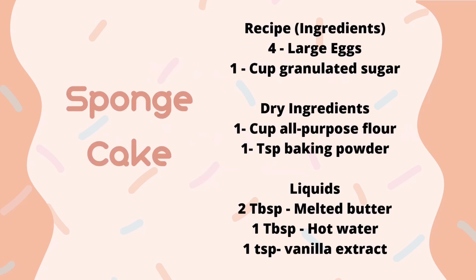So these are the recipe or the ingredients that we are going to use when we are going to make sponge cake. So first is 4 large eggs, 1 cup granulated sugar. In dry ingredients, 1 cup all-purpose flour and 1 teaspoon of baking powder, and liquids, 2 tablespoons of melted butter, 2 tablespoons of hot water, and 1 teaspoon of vanilla extract.